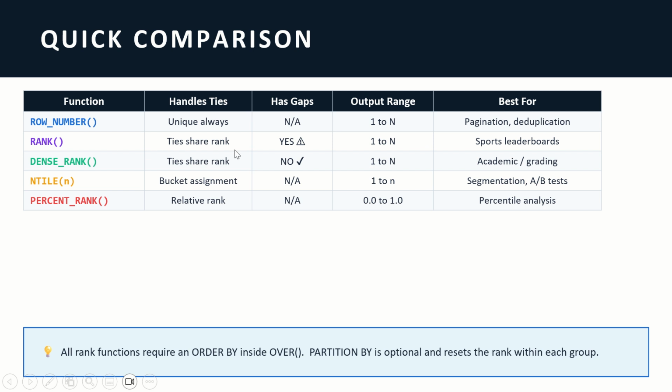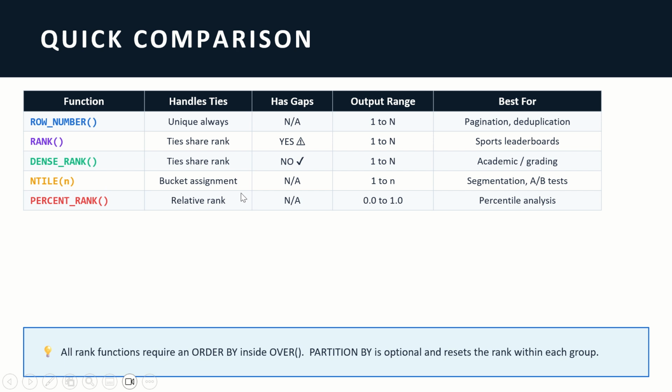Rank: ties share rank. It has gaps and output can range from 1 to n. It suits leaderboards, which I have explained using the Olympics example. Then dense rank: here ties also share rank, but it doesn't have gaps. If two employees have shared first rank, then the third employee will not get third rank, that will get second rank. Output range can be 1 to n, and it is useful for academics, grading, etc.